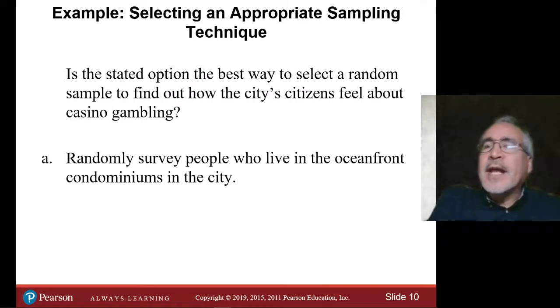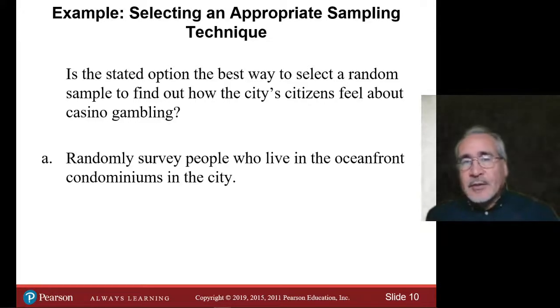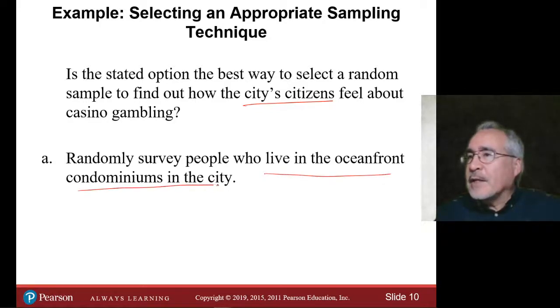Okay, so now we're going to look at getting this random sample for the people to see who favors casinos versus not favoring casinos, the city citizen. How should we go about it? So randomly survey people who live in the oceanfront condominiums in the city. What do you think? Is that going to get everybody?